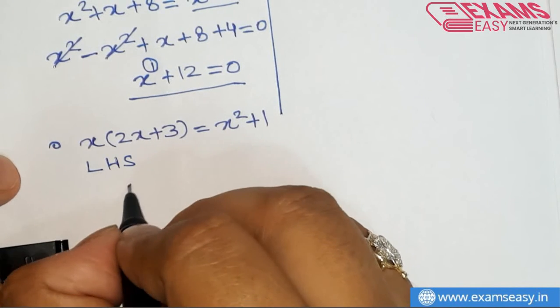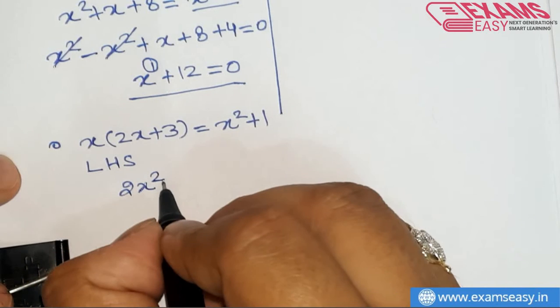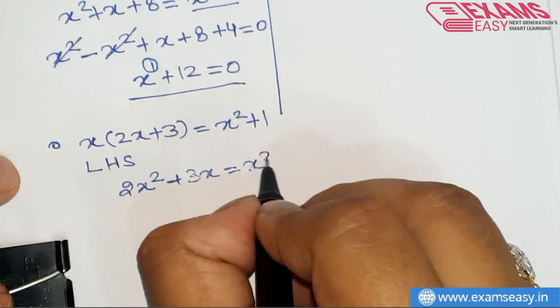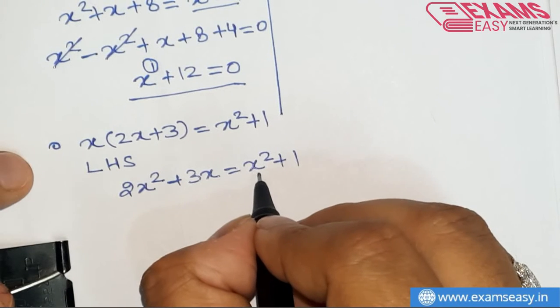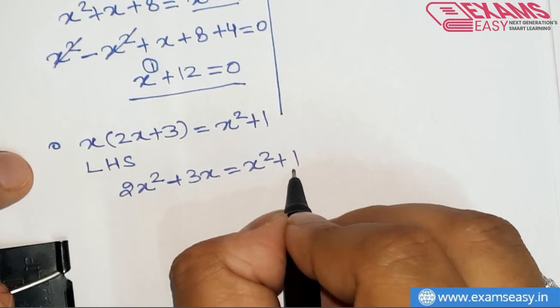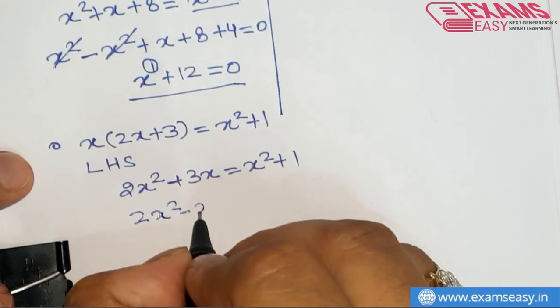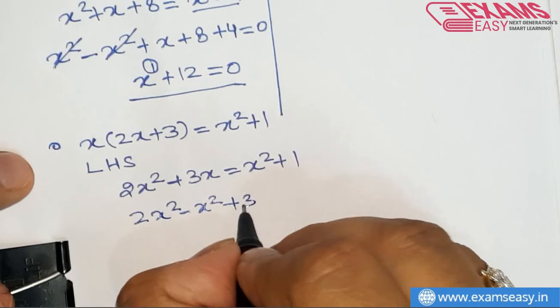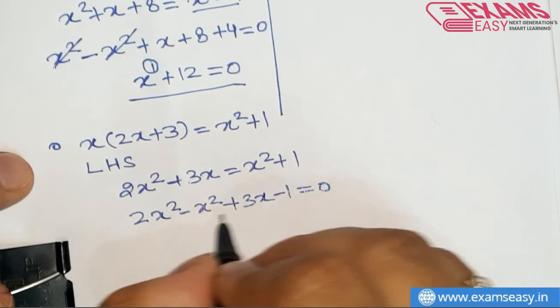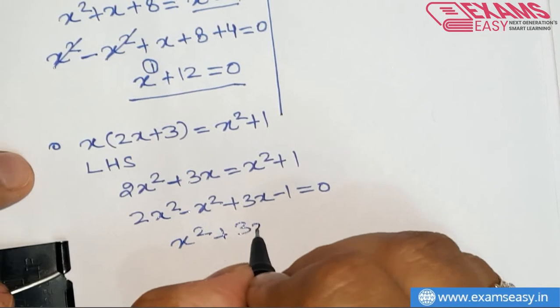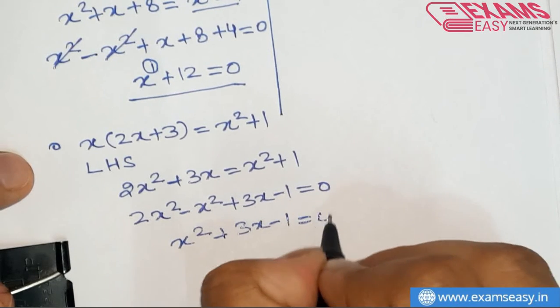It can be rewritten as 2x² + 3x = x². Then if we bring the right hand side term to the left hand side, it will become 2x² − x² + 3x − 1 = 0. Then it will become x² + 3x − 1 = 0.